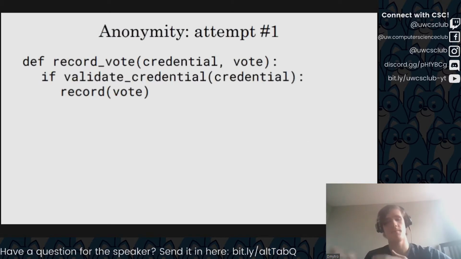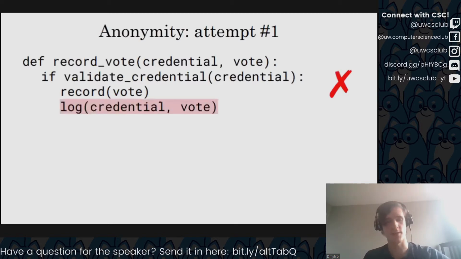So the most basic voting scheme is something like this, where you take a credential and a vote, and you just record the vote. Which is blatantly non-anonymous, because you can just log the credential and the vote, and then you know the correspondence. Actually, you have to log some unique identifier in the vote for integrity purposes. So you can't even avoid that line. So this doesn't work for anonymity at all.